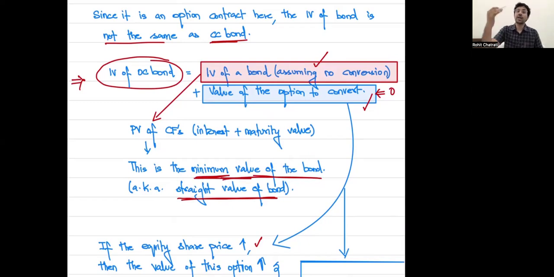The bond's value cannot be lesser than this value, because remember, the option contract is only a benefit for you. It can never result in a loss for you. You either convert it into equity shares or you receive the redemption value. Therefore, the value of the option will always be greater than or equal to zero. If it is equal to zero, then the intrinsic value of the optionally convertible bond will be equal to the straight value of the bond itself.